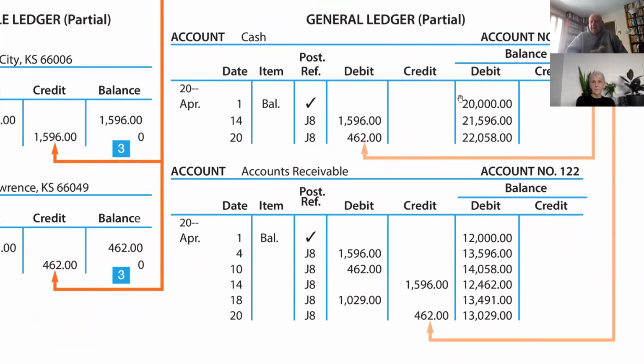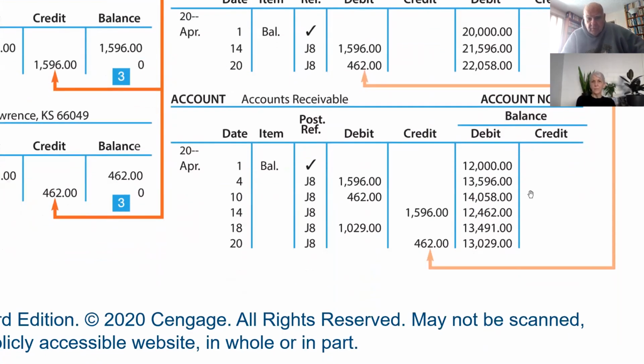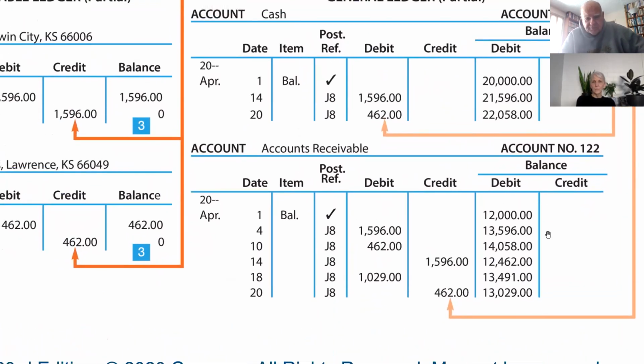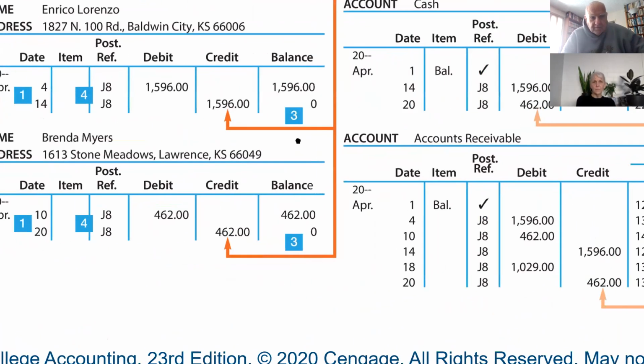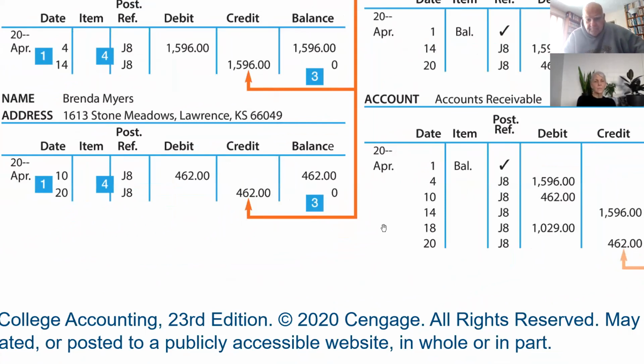What are the accounts involved when you collect money? Cash. This person paid us $462. So we're going to debit cash for $462, and we're going to credit accounts receivable. And it looks like that's what we did for everybody because there was no sales tax in those sales, I don't believe.